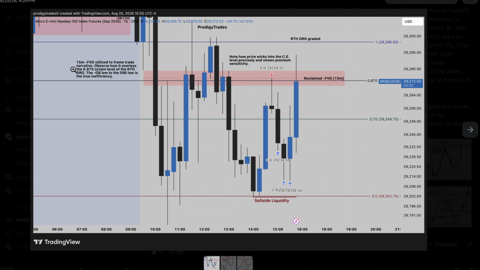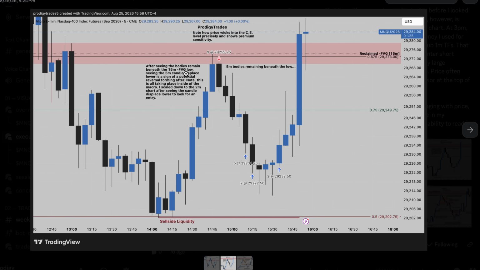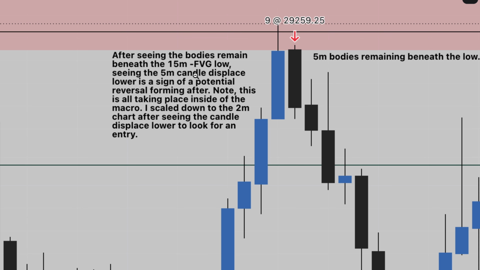I can always look back and understand the context of the setup, what made me frame the narrative in the way that I did, what higher time frame PD arrays I was looking at. In this case, I was looking at this 15-minute reclaimed fair value gap. You can see my annotations here on the 5-minute chart. This is the dialogue that was going through my head at that point in time. That's what I have written down.